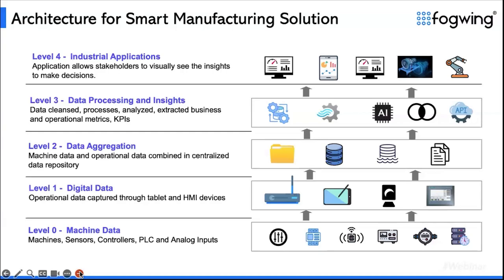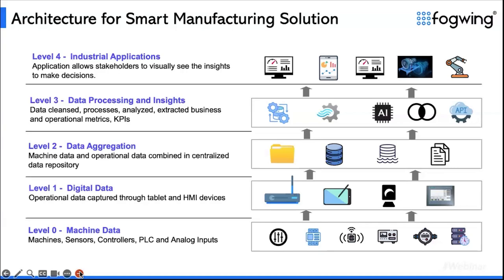And how do we consolidate that into the centralized data repository is level 2, where data aggregation is happening. This is not your historian database. This is a centralized data repository where all your system data are gathered together in a much more flexible, non-structured model, so that you can create different kinds of processes to extract different insights out of that.